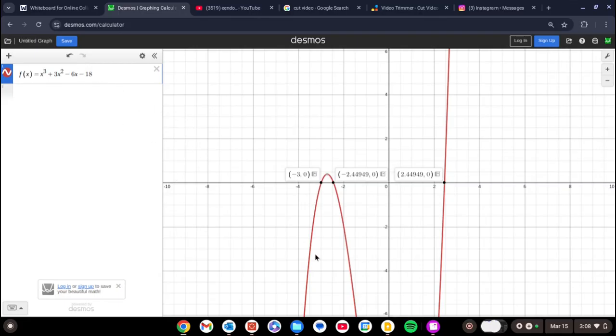So I actually already have this plotted out, and we have x-intercepts at minus 3, minus 2.44, and then positive 2.44. So you might be confused because I already just gave you the roots, which are the answer, but let me show you how you can find these algebraically.